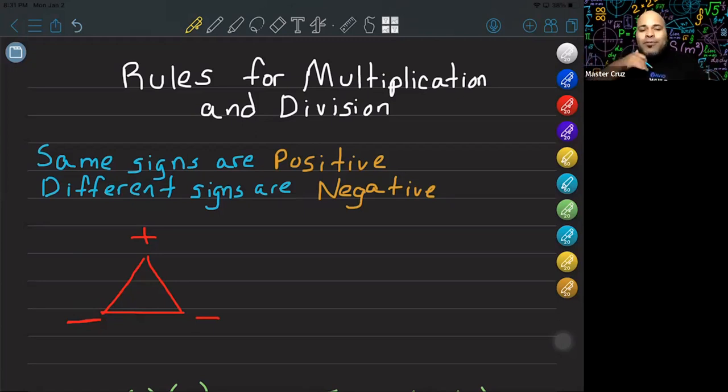Same signs are positive. That's where you heard the famous saying that a positive times a positive is a positive, but also the famous saying that a negative times a negative is also a positive. Because if you have the same sign, they're always positive.